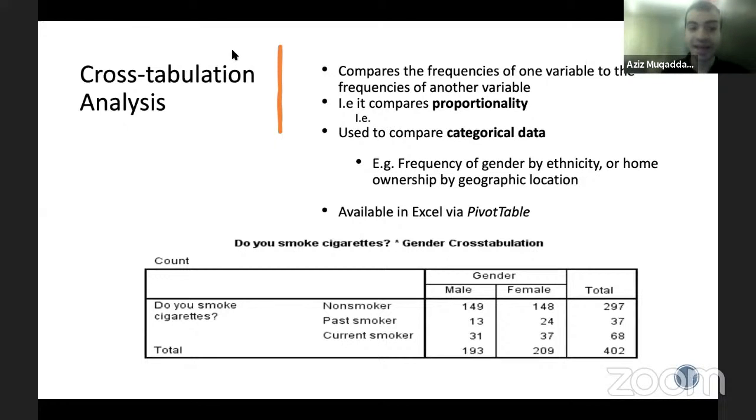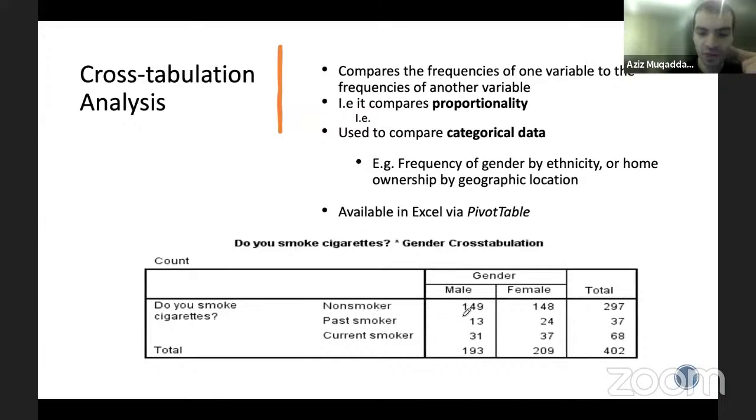So looking at an example here would clarify things even further. This is data about smoking habits, whether people smoke cigarettes or not. And here's a count, again, frequency. So, do you smoke cigarettes? We have three categories in here: non-smokers, past smokers, and current smokers. And we have gender, right? So it's smoking status by gender.